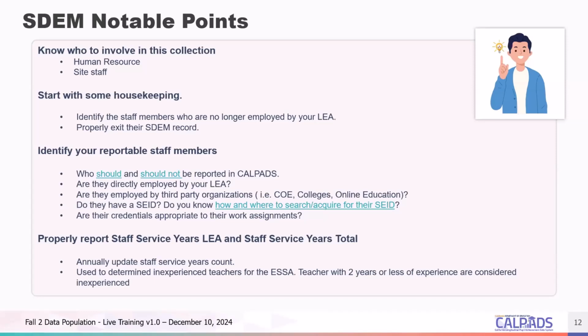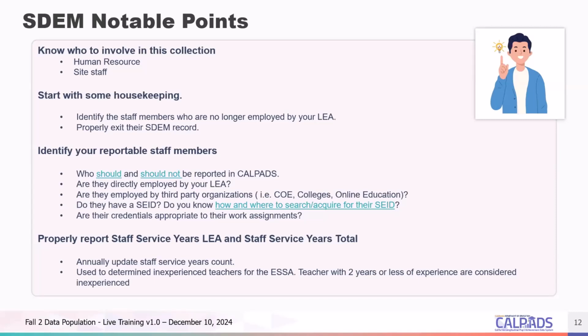And this is why it's important to begin with some housekeeping by identifying staff members no longer employed at your LEA and properly exiting their SDEM records. And we'll go into more detail on what it means to properly exit an SDEM record on the next slide. And it has gotten easier to properly exit an SDEM record this academic year.